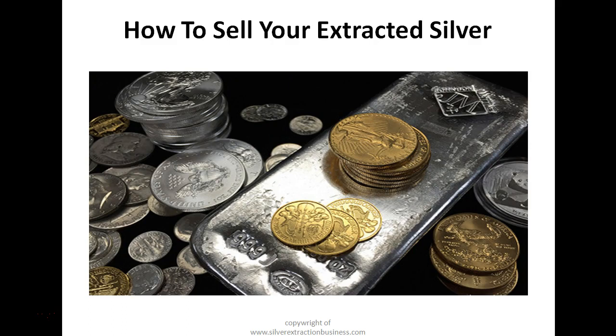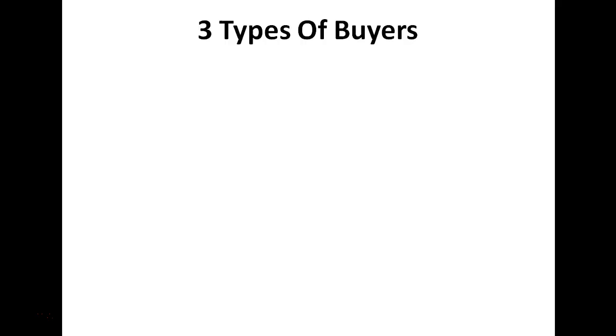Now, how do you locate buyers? There are three types of buyers I want you to know. The first type are the below spot buyers. We've seen the price of silver per day, which is 188 naira per gram. The below spot buyers will buy below that price. These below spot buyers buy so they can sell to the final consumer, but you want to sell to the final consumers.